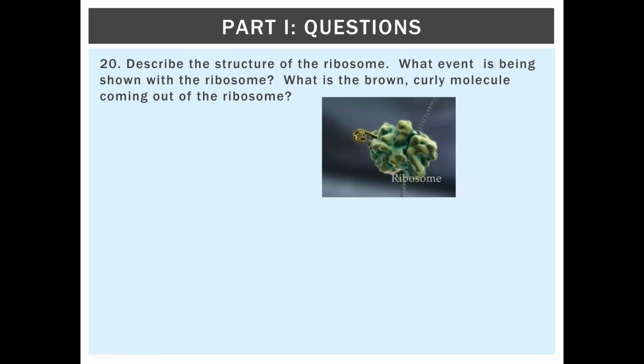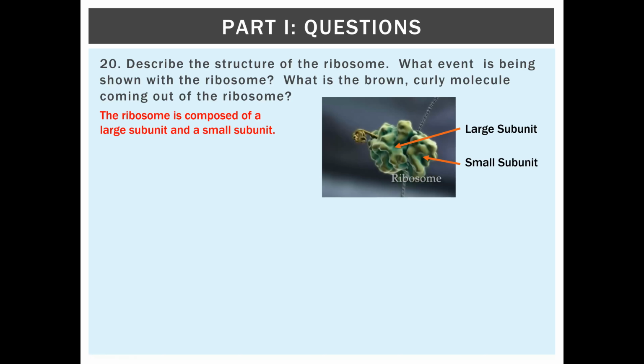Number 20, describe the structure of the ribosome. What event is being shown with the ribosome? What is the brown curly molecule coming out of the ribosome? So the ribosome is composed of a large subunit and a small subunit. It's also composed of rRNA and protein, so that's another possible answer. So the large subunit was shown in the video, the small subunit was shown in the video. And the event being shown here is translation.